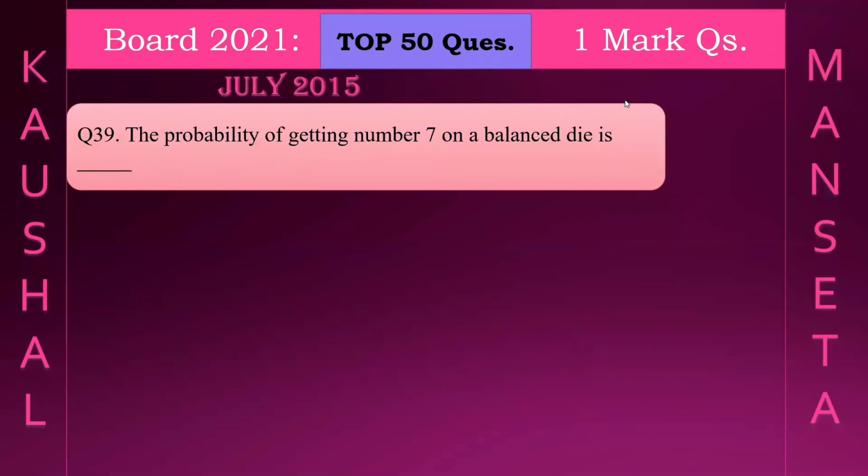Okay, next 39 number. The probability of getting number 7 on a balanced die is, see, you know, on the die, maximum number will be 6. So you can't find 7 number. So it is an impossible event. Whenever an impossible event is given, its probability will be 0. So the probability of getting number 7 on a balanced die is 0. Got it?